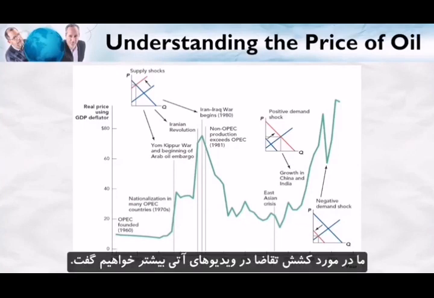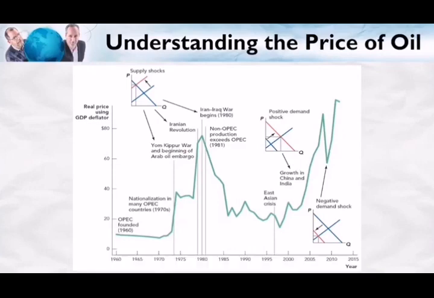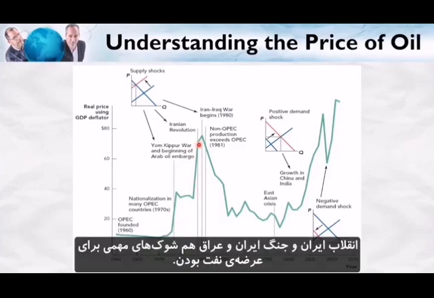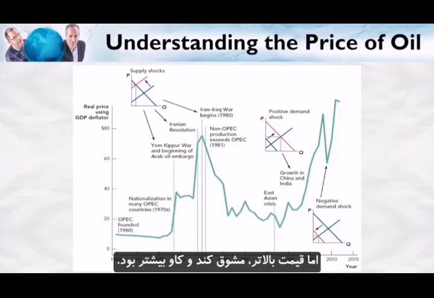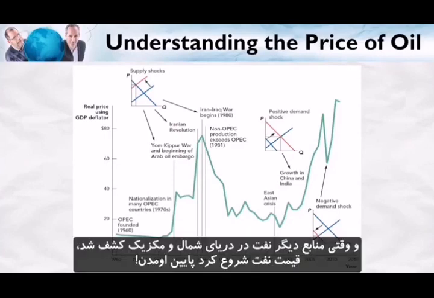We're going to be talking more about the elasticity of demand in future videos. The Iranian Revolution and the Iran-Iraq War were also important supply shocks, negative supply shocks, which pushed up the price of oil. A higher price, however, encouraged more exploration, and as additional sources of oil were discovered in the North Sea and in Mexico, the price of oil began to fall.